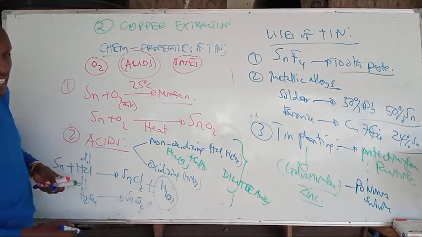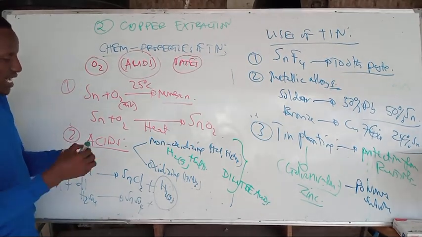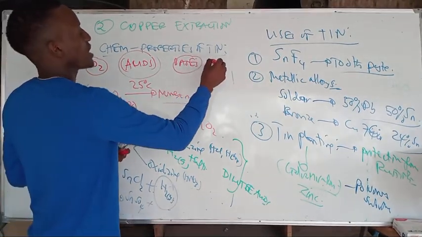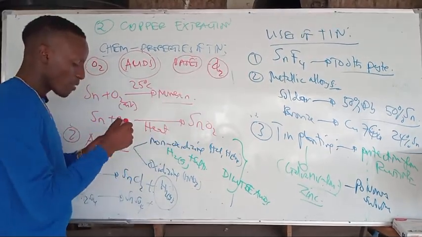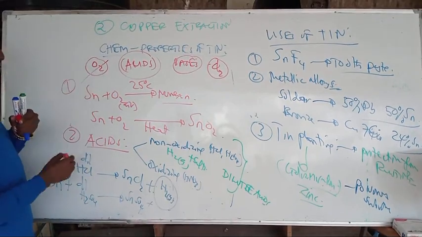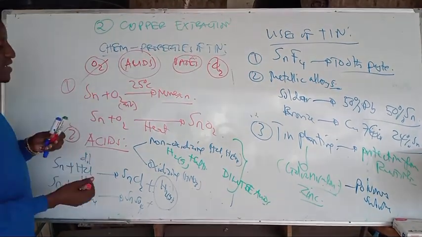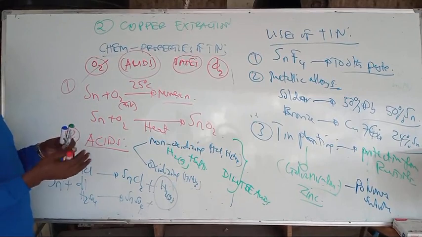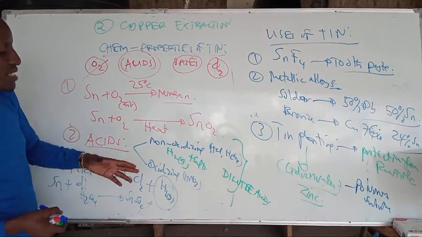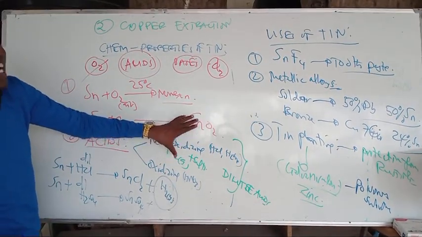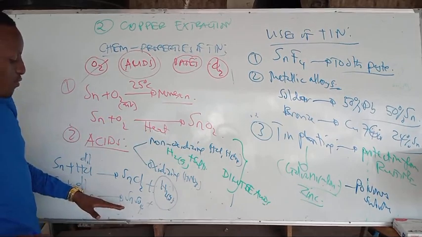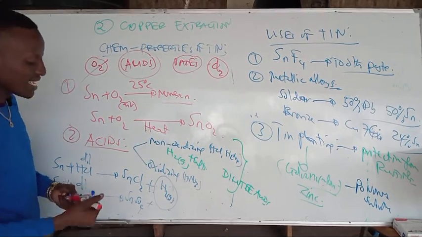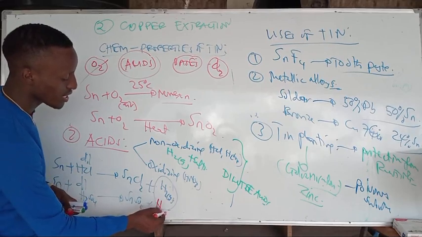The other thing is about the chlorine. It can react with the chlorine. Those are the chemical properties. So speaking about the oxygen, we have discussed it. Speaking about the acids, we have the dilute and the concentrated. For the dilute, if they are dilute and non-oxidizing, it just forms the salt, but it releases the hydrogen gas.